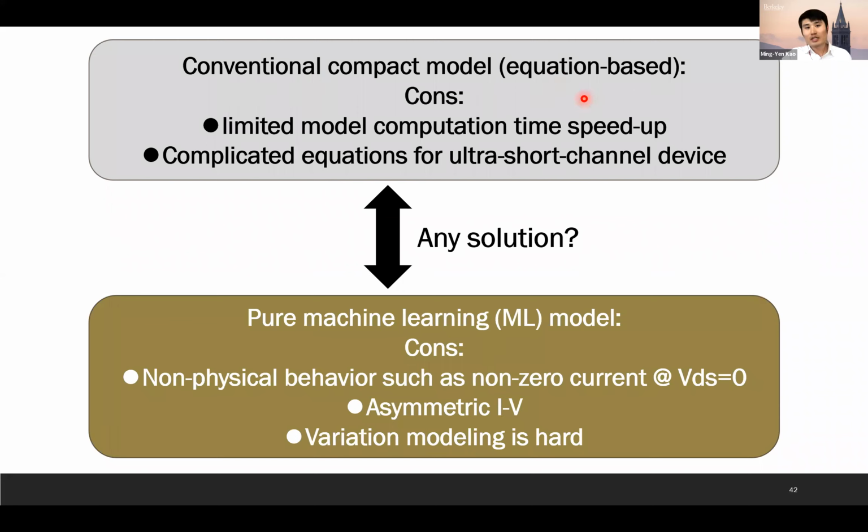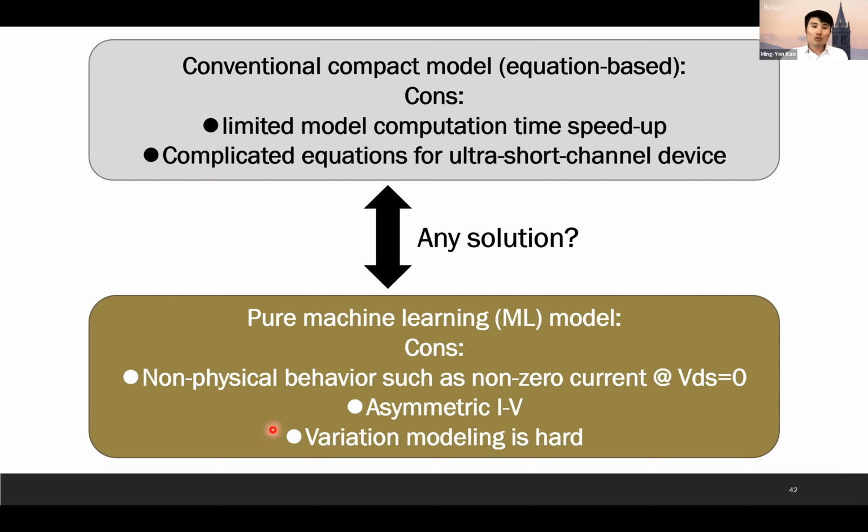It's equation-based. There are some cons, limiting model computation time speed up. With the scaling of ultra short channel transistors, we need to add more and more non-ideal effects, which will slow down the model. The BSIM computation time speed up can only rely on the hardware speed up, which is the development of Moore's law. And the second con is that the complicated equations for future technology are very difficult to maintain and make sure everything is right, and it's time consuming.